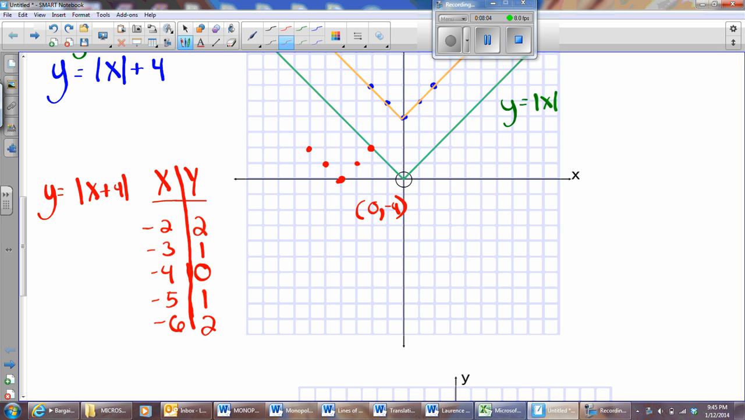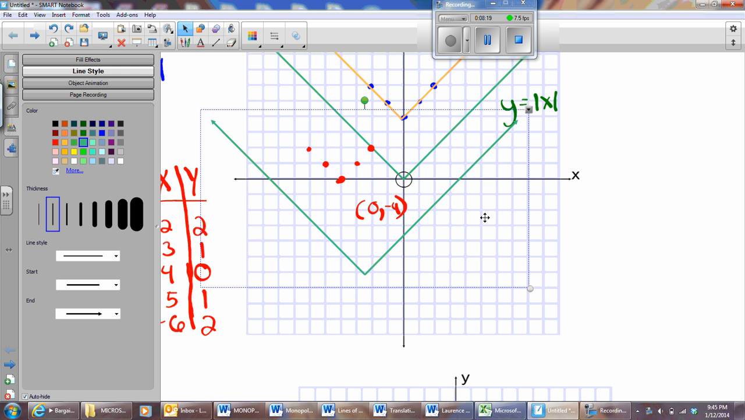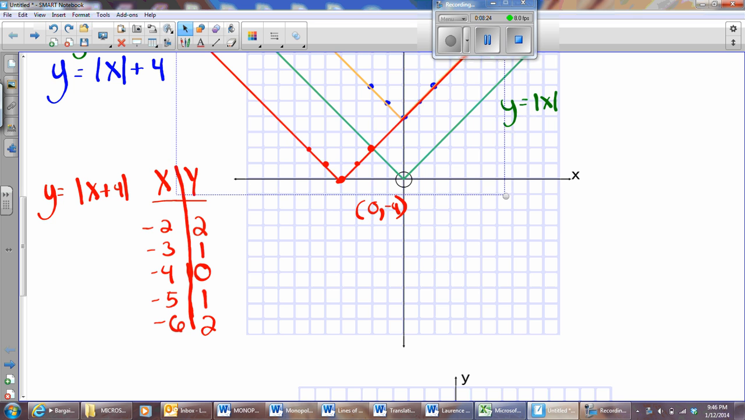So having the 4 on the inside shifted the V horizontally. And let me change the color of him. I'll do him straight in red since I did the t-table in red. Okay. So when I had something added or subtracted outside the absolute value, it moved the V vertically. If I did it inside the absolute value, it changes it horizontally.